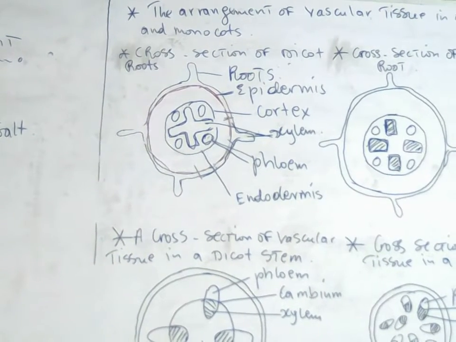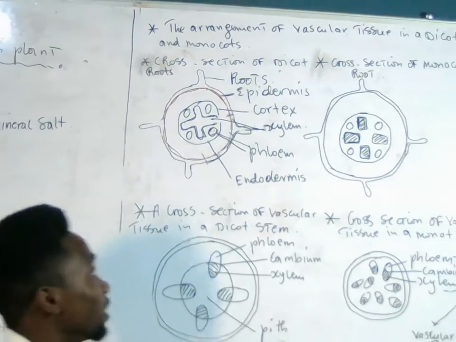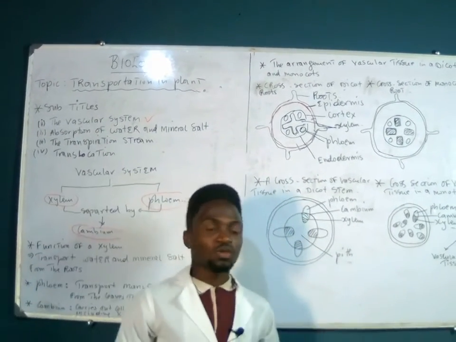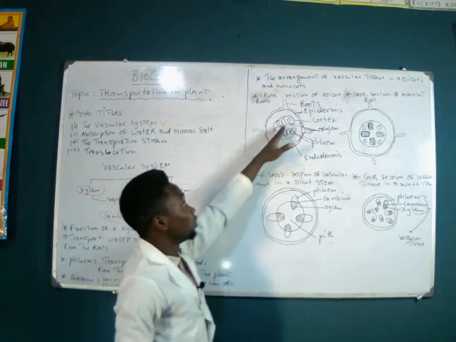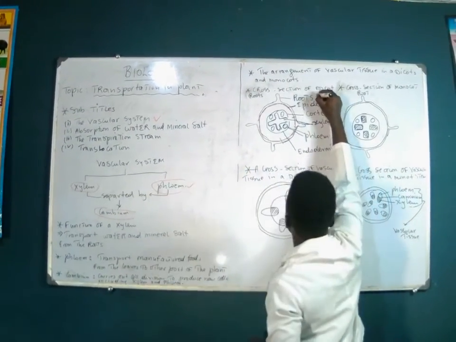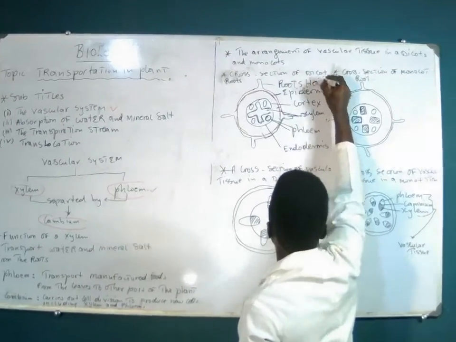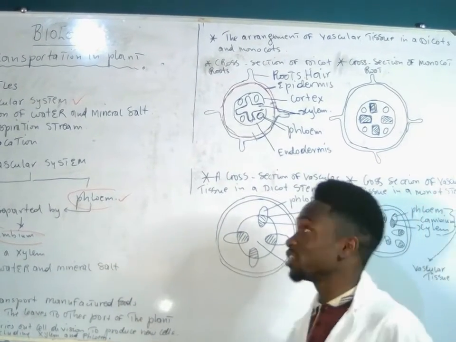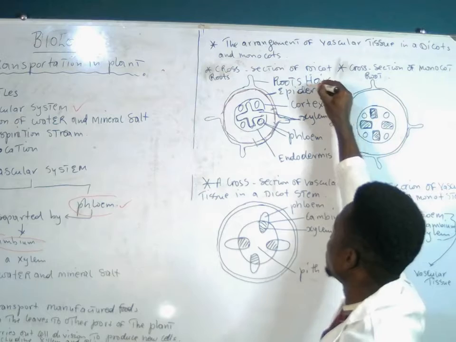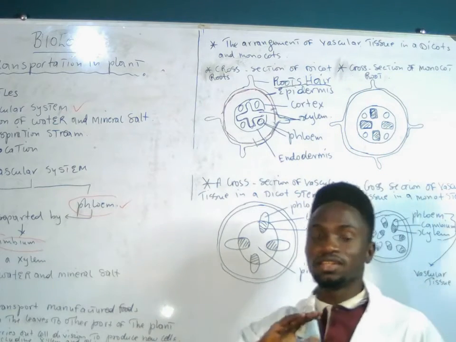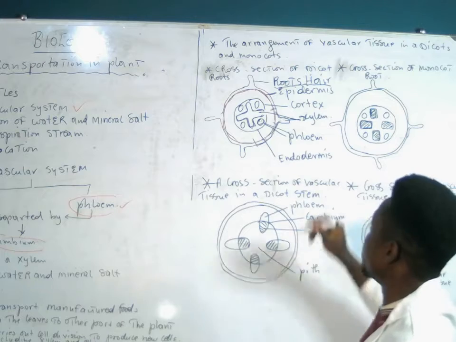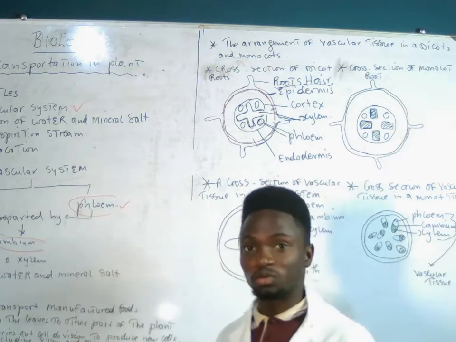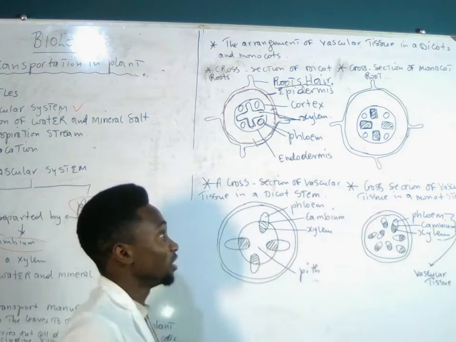So how are we going to know if the vascular tissue is taken from the root? The roots always have root hairs, this part here. So when a diagram is given to you and it doesn't have root hairs, you should know that the vascular tissue is not taken from the roots. That's the only secret.